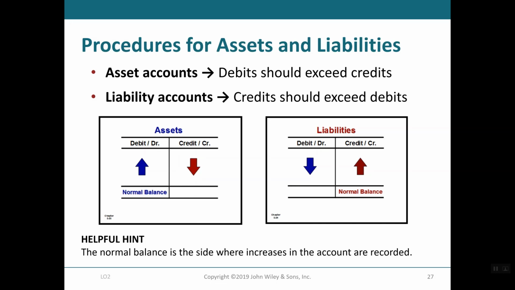Okay, the normal balance is the side where increases in the account are recorded. So every single time there's an increase in asset, you see the arrow going up, it's debit. Every single time you are paying out, and a reduction in your assets, that is a credit. Okay? So in the liability side too, our increase side is what? Credit. And so because the increase side is credit, that should be our normal balance. That's what the helpful hint is telling us. And when there's a reduction in our liabilities, then that is a debit.